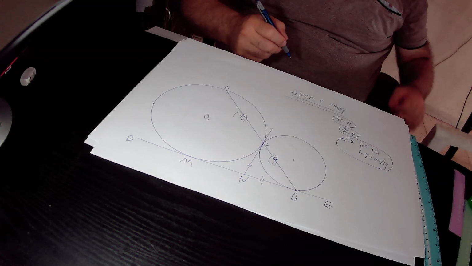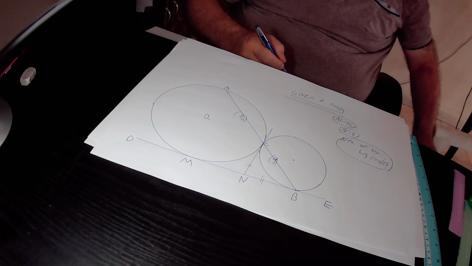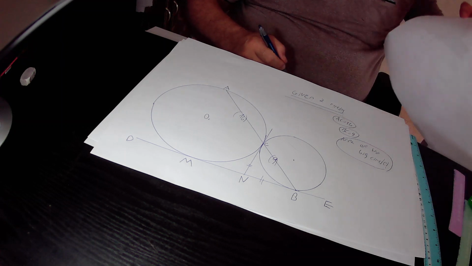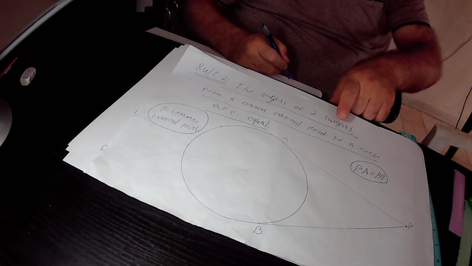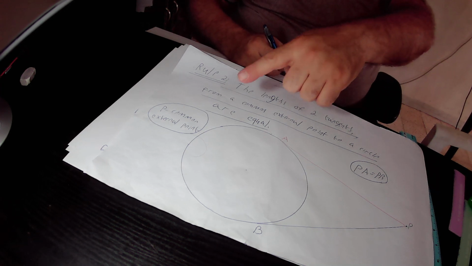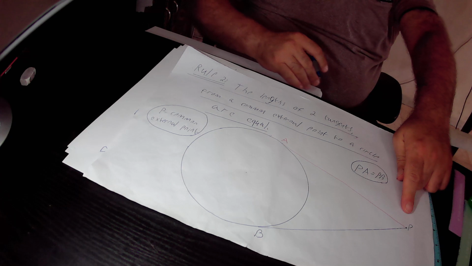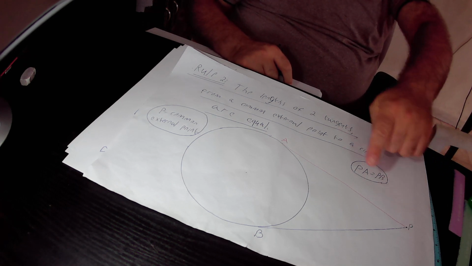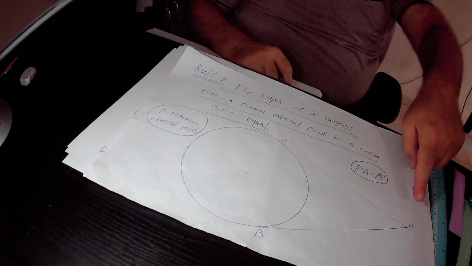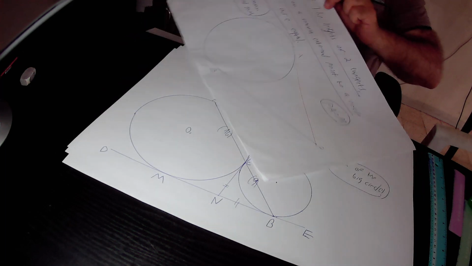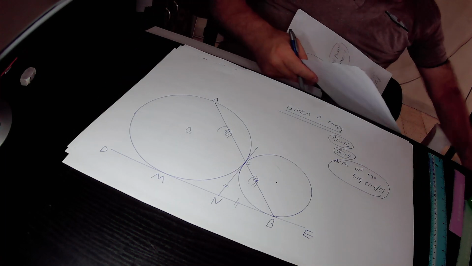So let me quickly repeat rule 2. According to rule 2, the lengths of two tangents from a common starting point to a circle are equal. In the drawing we have a circle, and this is the common starting point P. From this point P, we have two tangents to this circle, tangent PA and tangent PB. And according to rule 2, they are equal to each other. That is to say, PA equals PB. So we can implement this in our drawing.